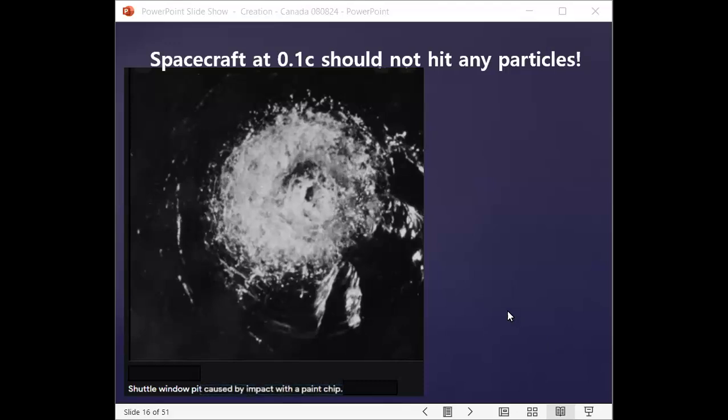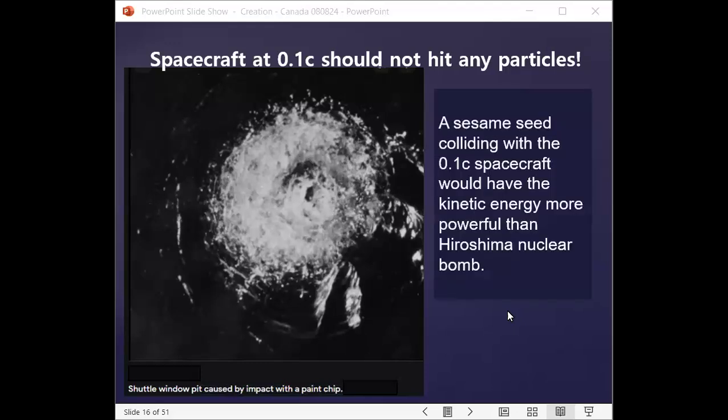Now imagine that the spacecraft traveling at 0.1c hit any particle. For your information, I quickly calculated the energy of a sesame seed colliding with the spacecraft. A single sesame seed weighs about 0.0046 grams. We can use the kinetic energy equation, 1/2 mv². Very simple, because if you went to middle school, you learned this, right?